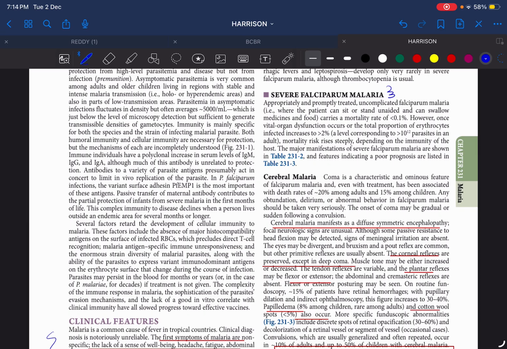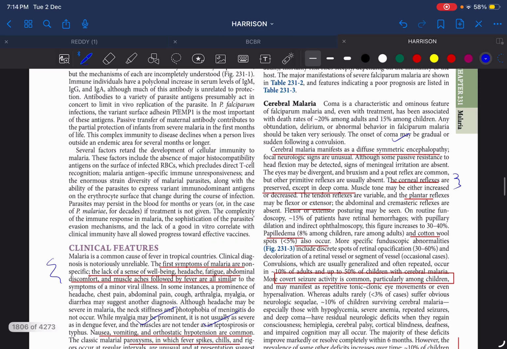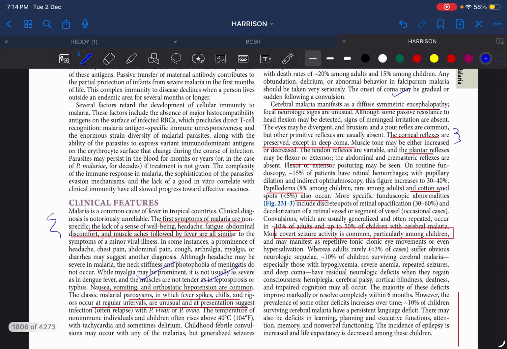So cerebral malaria actually manifests as a diffuse symmetric encephalopathy. Focal neurological signs are usually unusual. It is very uncommon. The corneal reflexes will be usually preserved except in case of coma. Plantar reflexes may be flexor or extensors. Papilledema and cotton wool spots will be seen on fundoscopy. Then seizure activity is particularly common among children.